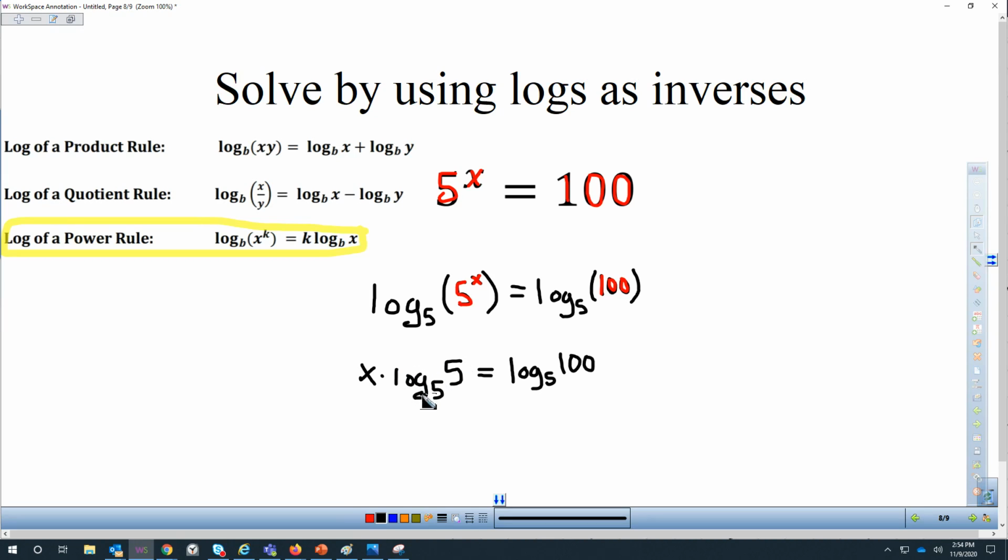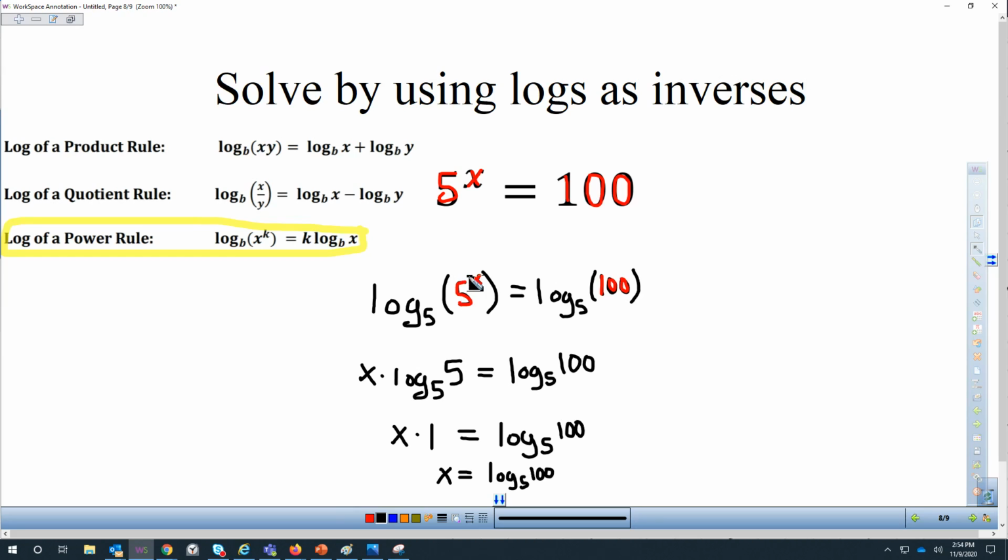And now the log base 5 of 5, you'll probably notice that that is equal to 1. So I got x times 1 is equal to log base 5 of 100. Okay, and so that's basically saying that x on this left-hand side is equal to log base 5 of 100 on the right-hand side. And again, now you can use your calculator to figure out what exactly that is.